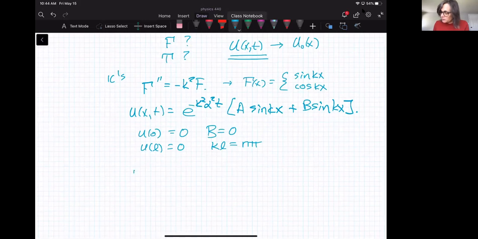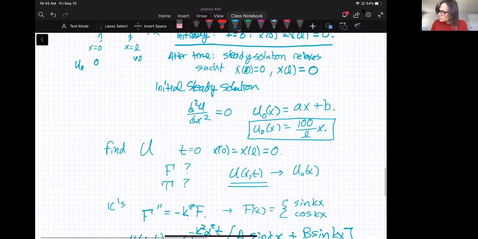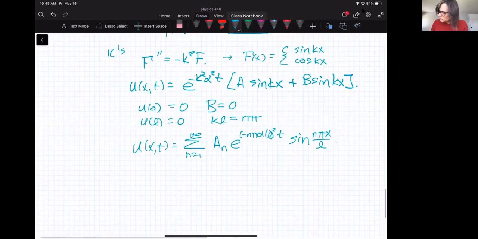That means that u of x, t is now equal to the sum from n equals 1 to infinity of some constant a sub n times e to the minus n pi alpha over L, all of this squared, because we're replacing our k and throwing alpha in there, times t, times sine of n pi x over L. Okay. This is equation 17.